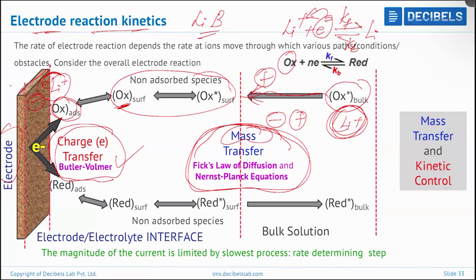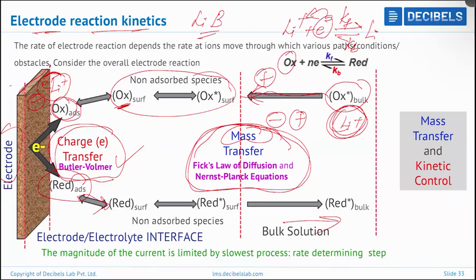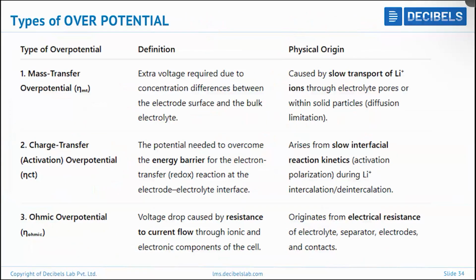Similarly, once it is getting reduced, it will undergo the same reaction. During charging this happens, during discharging this reaction happens, but all of them will follow the resistances in the solution and also near the surface of the electrode. So actually that overpotential, as I mentioned, is a sum of the mass transfer overpotential, charge transfer overpotential, and ohmic overpotential.